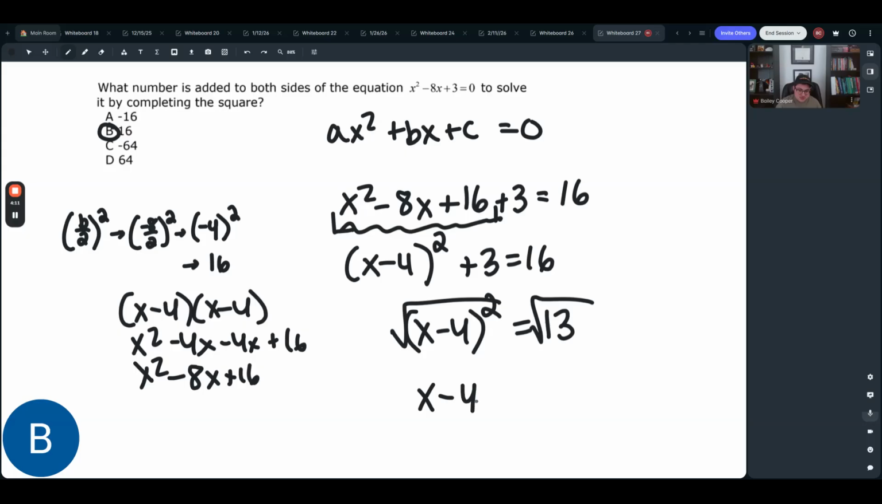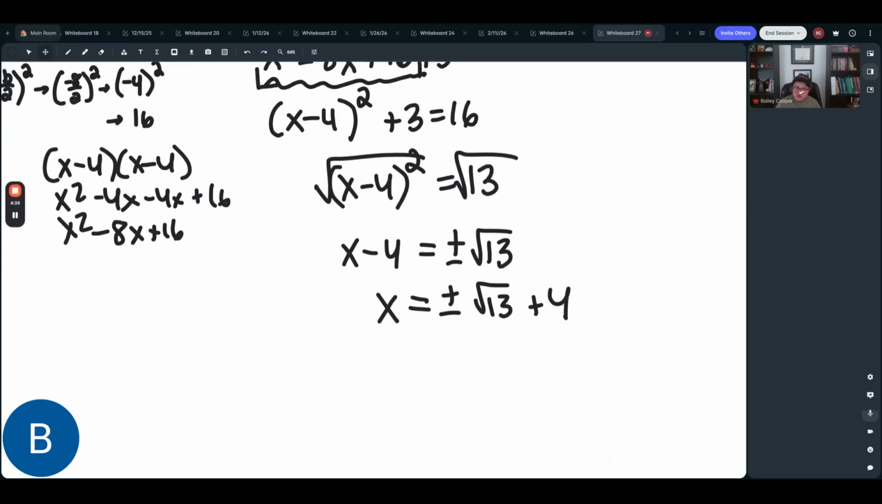We're just going to get x minus 4 equals, and then something really important to note here: whenever you square root both sides in an equation, you actually get two answers. You get either positive root 13 or negative root 13, plus or minus. So keep that in mind. People forget that a lot. And then to get x by itself from here, we're just going to add 4. And those are our two x values.